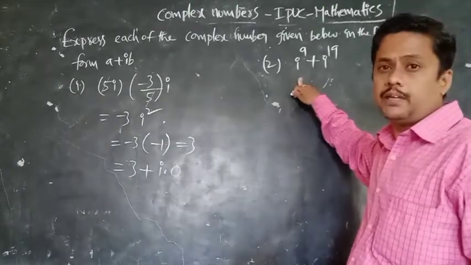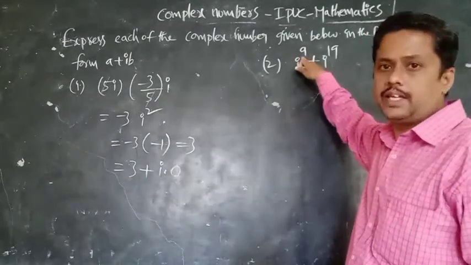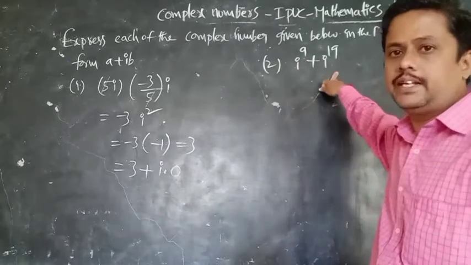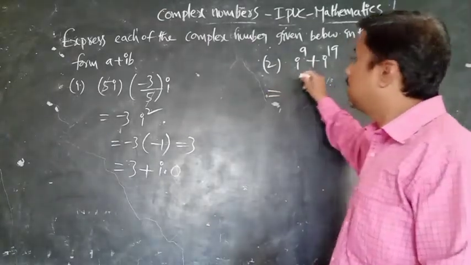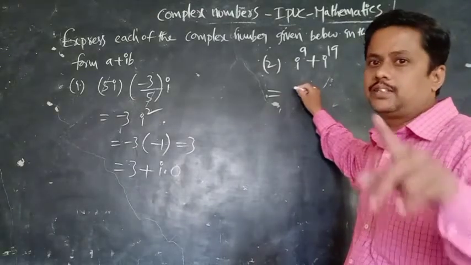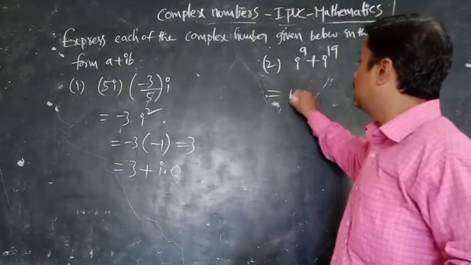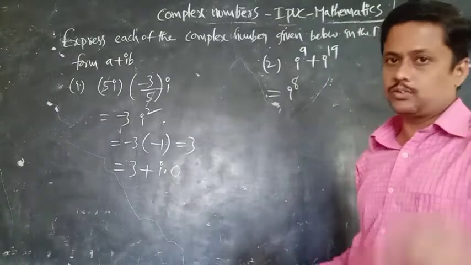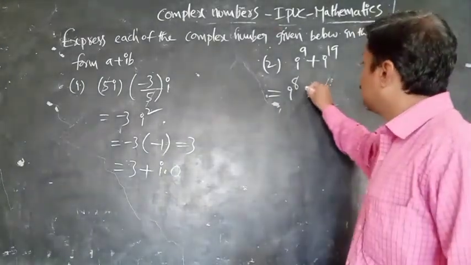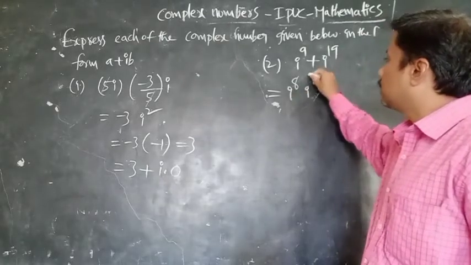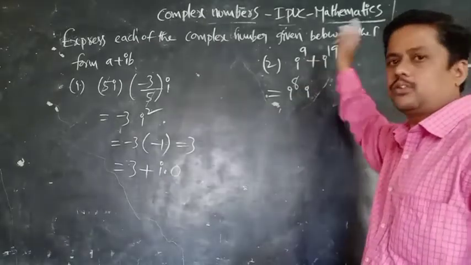i power 9 plus i power 19. Okay, so i power 9 is what? i power 8 is what? Already told, i power 8 is 1. Both i power 4, i power 8, i power 12 are 1. So i power 9 is i power 8 into i, means i power 1. 8 plus 1 is 9.